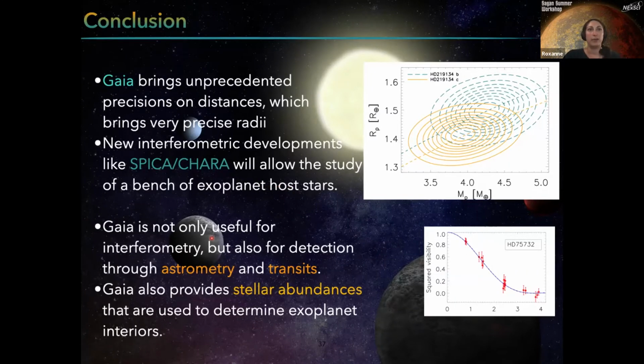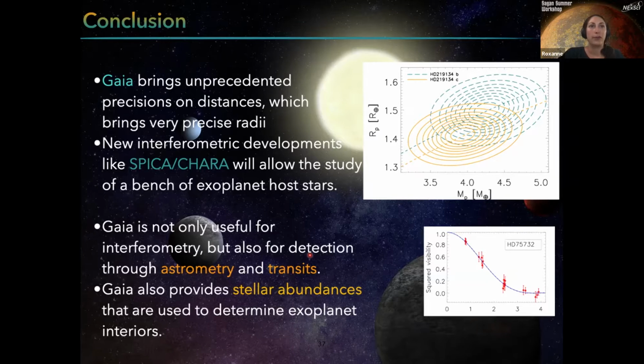Gaia is not useful just for Earth interferometers, but for astrometry. I won't talk about this because it was very well made previously, and for transits, and with the stellar abundances, this has very interesting and important parameters to infer the exoplanetary structures.